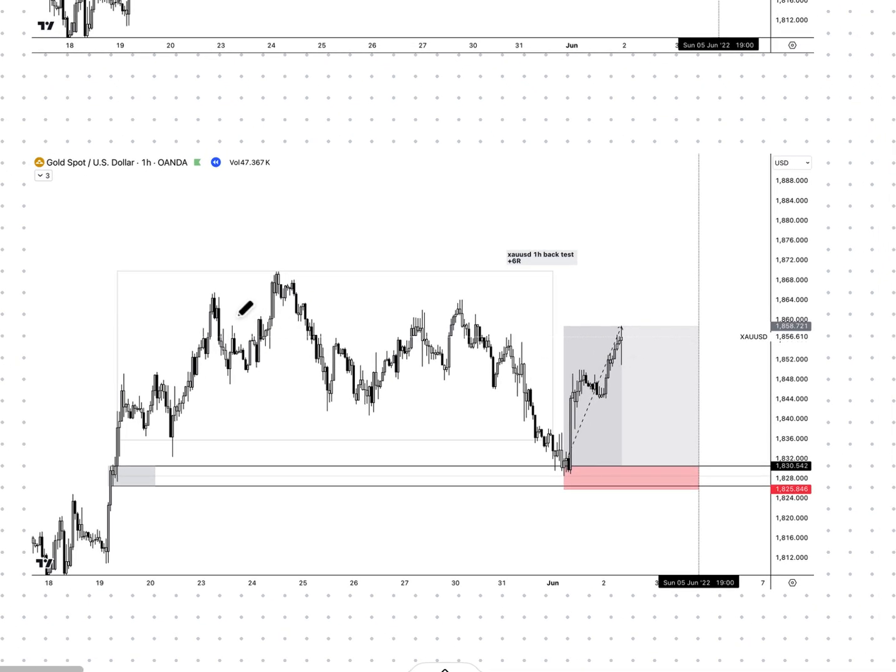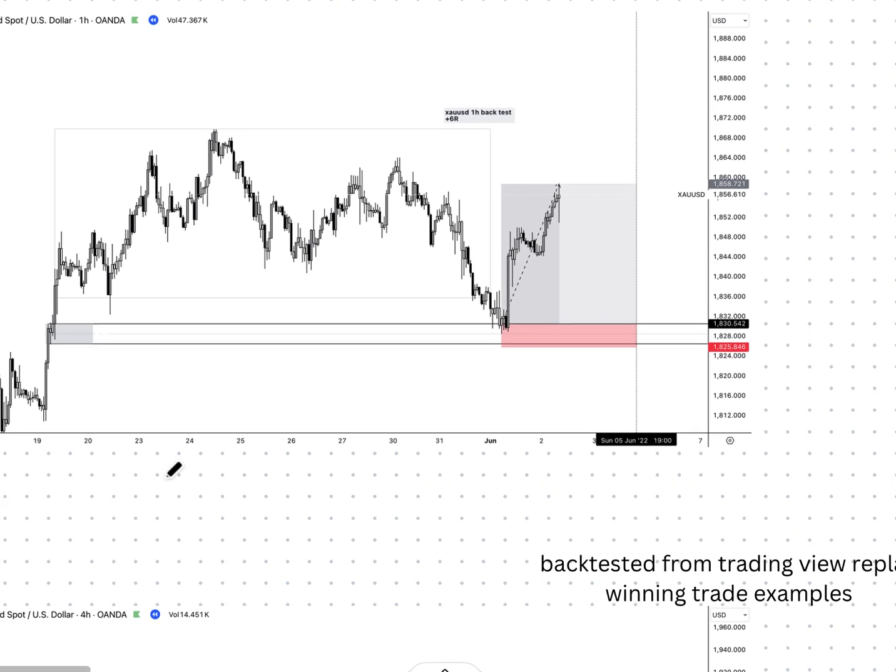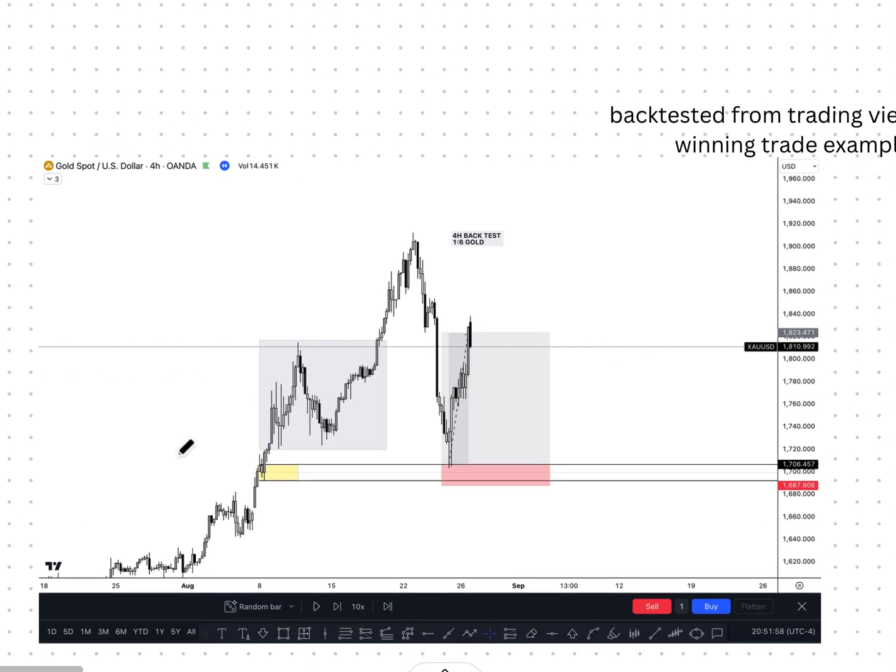Range bound and wicky price action suggests that orders are being filled, suggests that the price is relatively balanced. But once we have these strong moves, that tells us that if it's going up, we have a strong demand, more buyers than sellers, and if it's going down, more sellers than buyers.